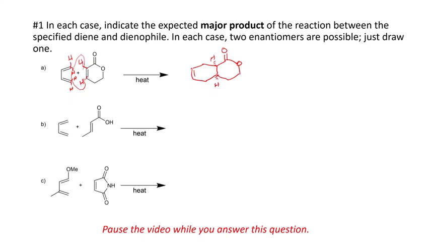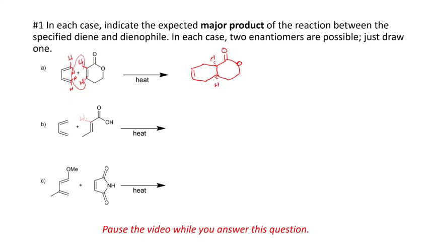Now in this particular case, it doesn't really matter on the diene because there's 2 hydrogens on each carbon, so that's not going to be a big deal. But the key thing here is that the 2 that are on the dienophile, this one on the right, both go the same direction. That's the stereospecific nature of the Diels-Alder reaction.